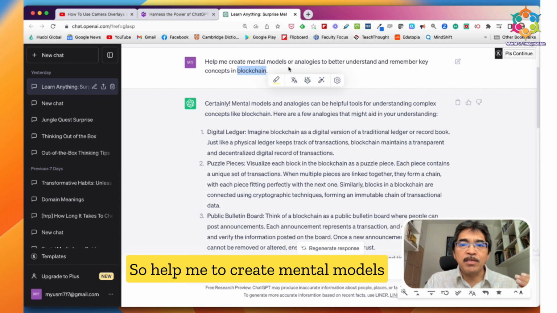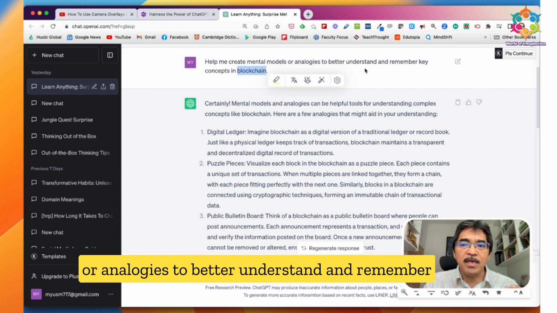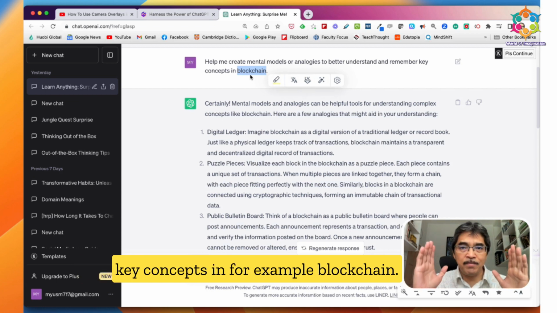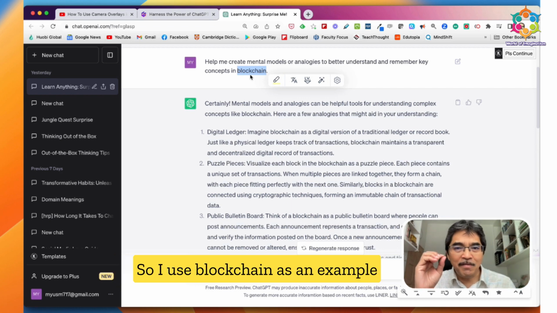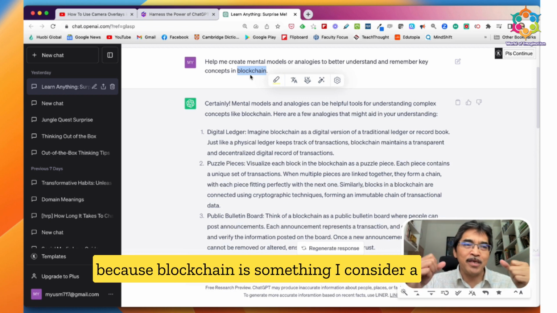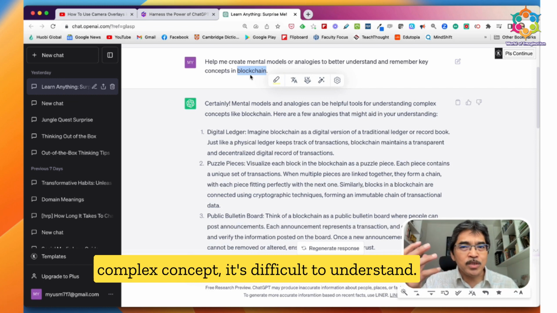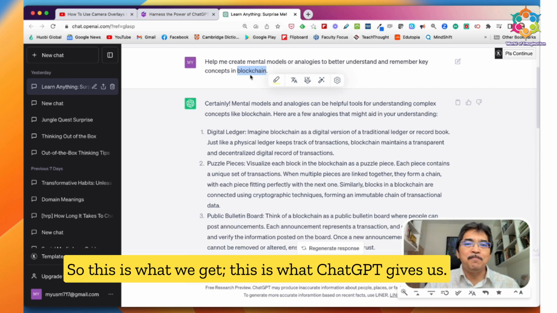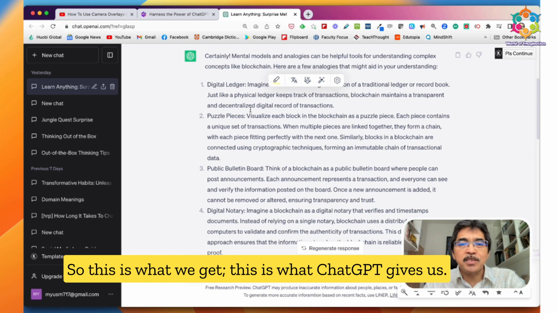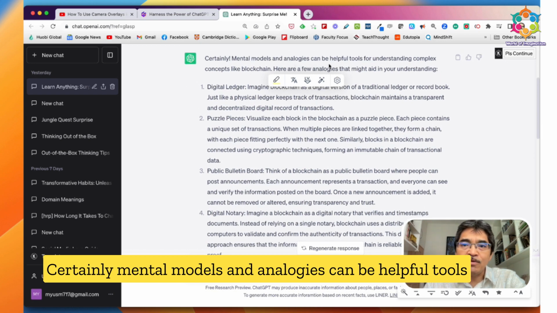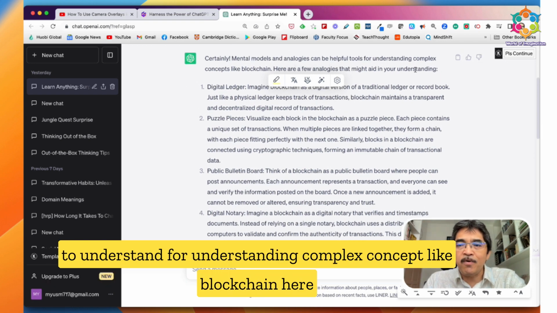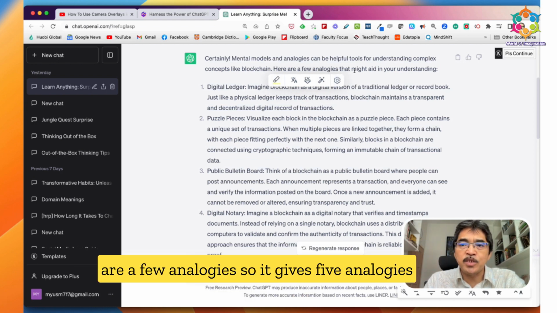So, help me to create mental models or analogies to better understand and remember key concepts in, for example, blockchain. I use blockchain as an example because blockchain is something I consider a complex concept. It's difficult to understand. So this is what ChatGPT gives us. Certainly, mental models and analogies can be helpful tools to understanding complex concepts like blockchain. Here are a few analogies.